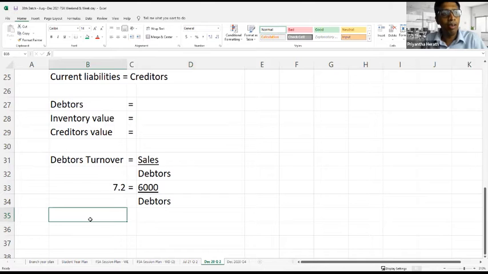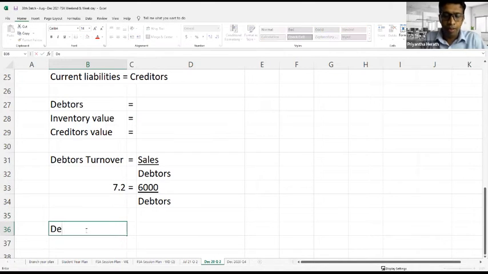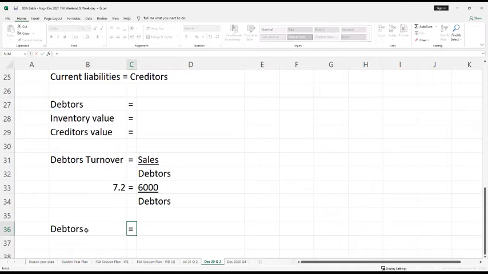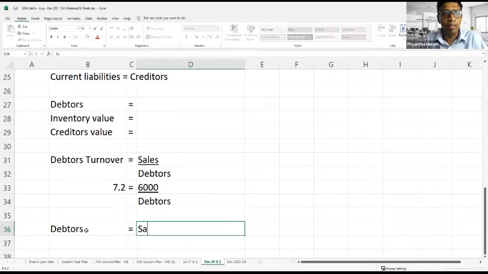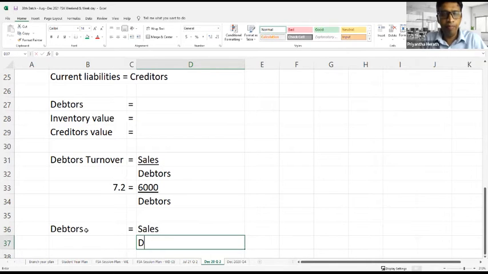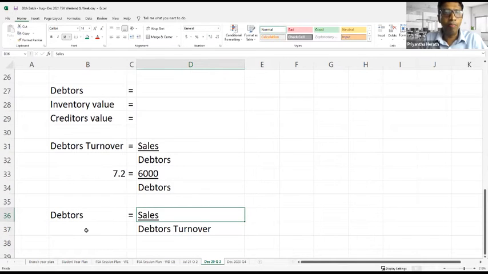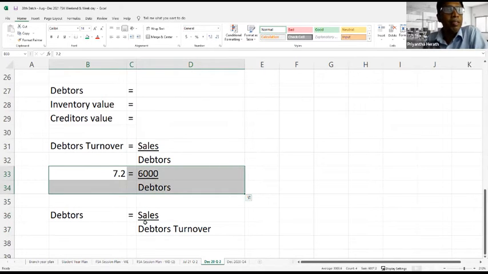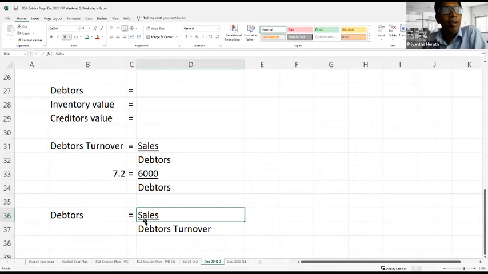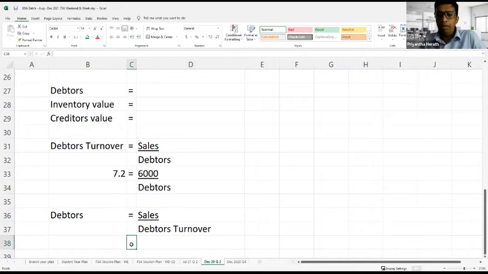So if you write a formula by using the same formula, debtors, how you estimate? 6,000 divided by 7.2. Yes. Sales divided by debtors turnover. You don't need this formula, but it's better if you know this, right? From the same formula we derived debtors. And sales 6,000 and turnover ratio is 7.2. And now we can estimate the debtors value.